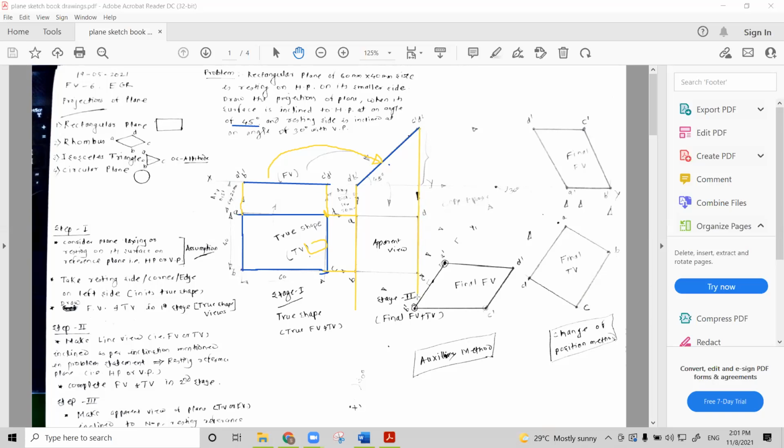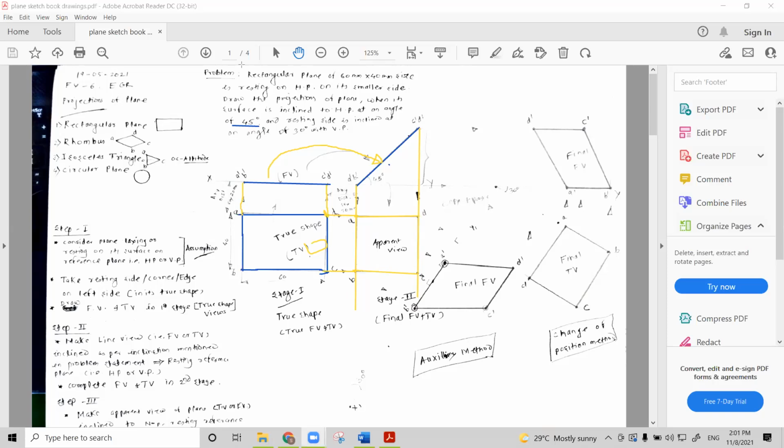Just draw a random line, that will be the thin line, and again find the C and D points in the first stage top view. C is here and D is here. Take the projections further, extend it, and it will give the C point, right? In this way you will get the point.